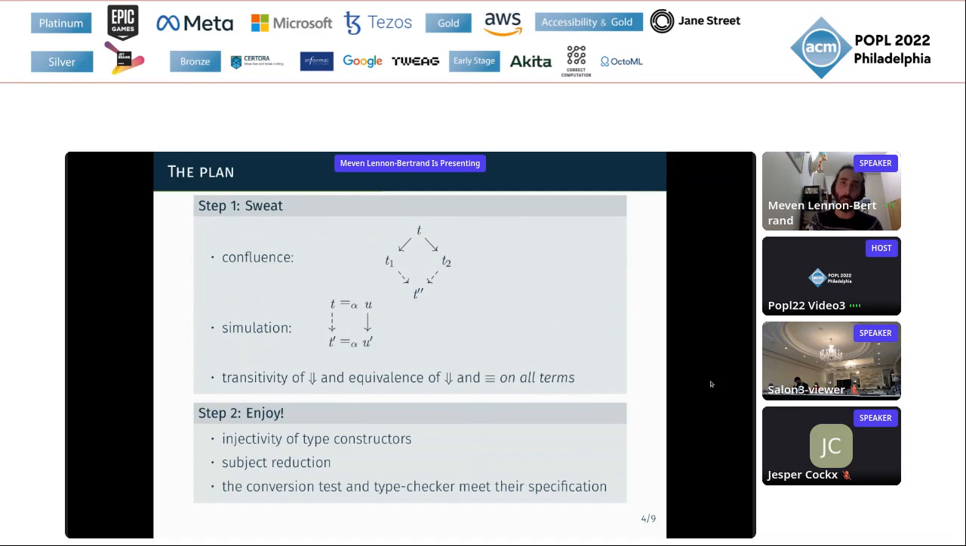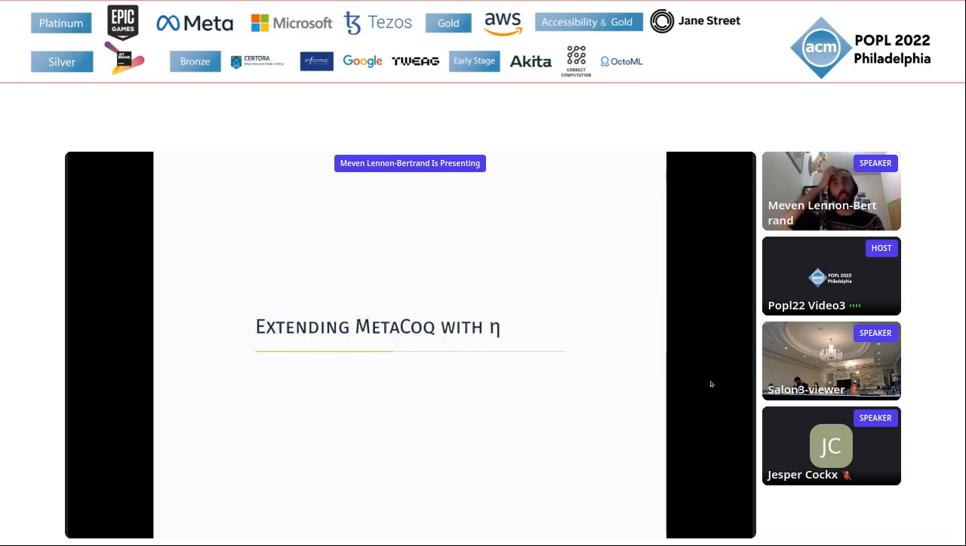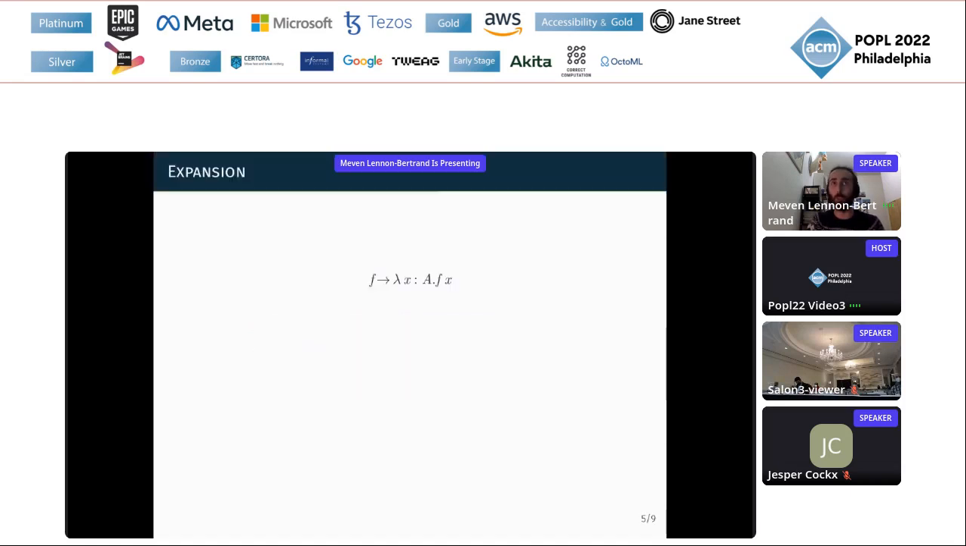So that's the plan. And now we want to extend that plan with eta, because until now, the reduction I've told you about has beta reduction and iota reductions and all kinds of other things like definitions and whatnot, but it has no form of extensionality. And of course, we have it in the kernel, so we want to add that to our specification. And so there are basically 3 ways to do so.